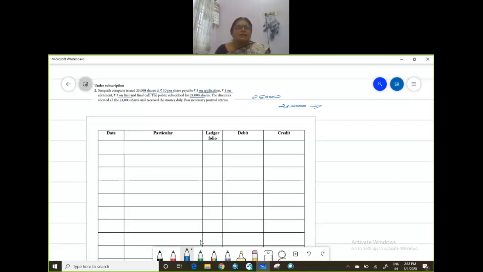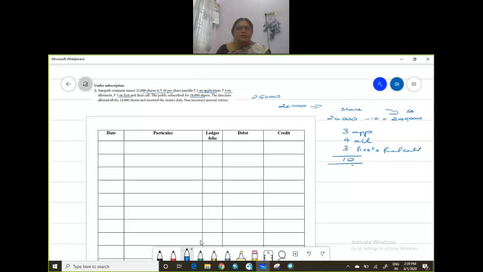So the directors have decided to allot the 24,000 shares. The face value of the share is rupees 10. So totally they'll be getting 24,000 into 10, how much? 2,40,000. The total value of the shares is 2,40,000. Now, how are they going to collect it? They're going to collect 3 on application, 4 on allotment, and they're going to collect the balance 3 on first and final call. The total amount is rupees 10.